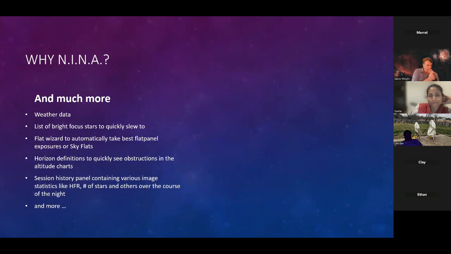Plus, you can do custom horizons. So if you put a horizon in Stellarium for what Astroflaps is, you can import that into Nina, so it'll give you the same horizon. So it knows what's above tree lines, what's above this, that, whatever. It keeps a lot of logs and histories.